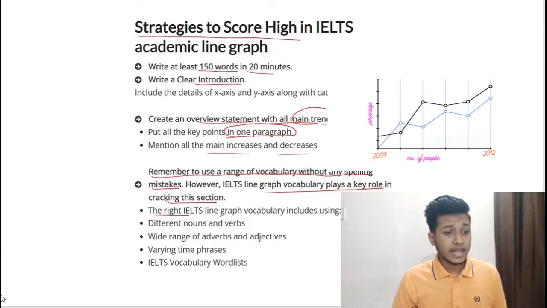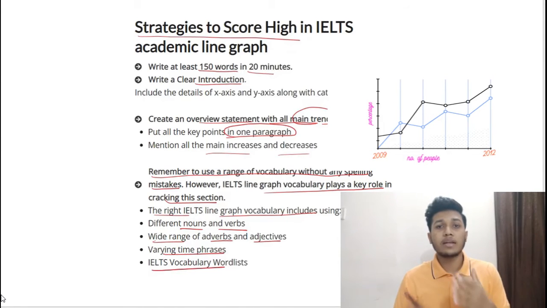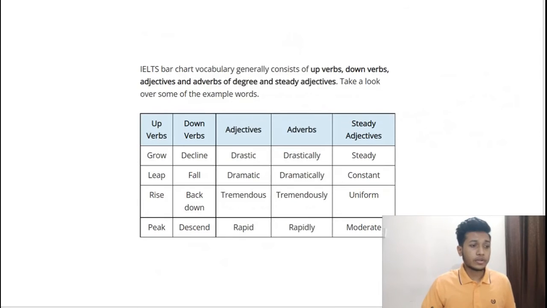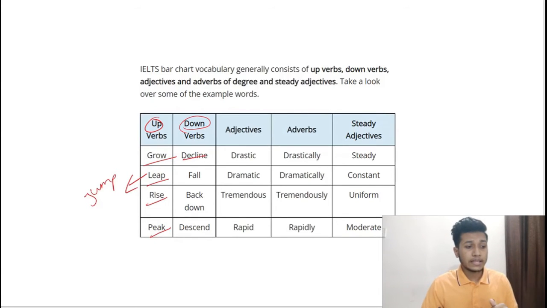The right IELTS line graph vocabulary includes some verbs and nouns, a wide range of adverbs and adjectives, varying time phrases, and an IELTS vocabulary word list. I'll mention all this now. If the line graph is going upwards, then you can mention grow, leap, rise, and peak. These are the words that you can mention. I'll say the meaning of leap: leap means to jump. Then if it is a downward line, then decline, fall, back down, descend.